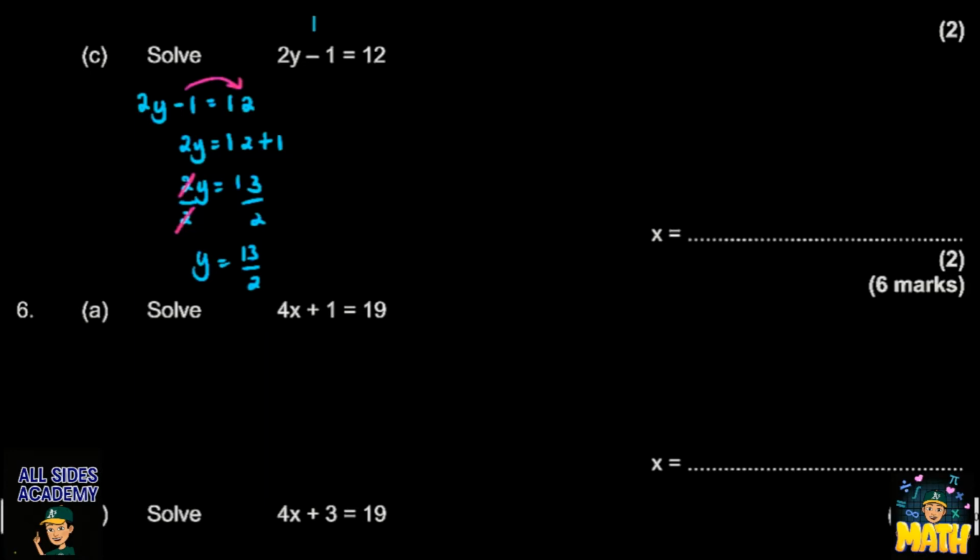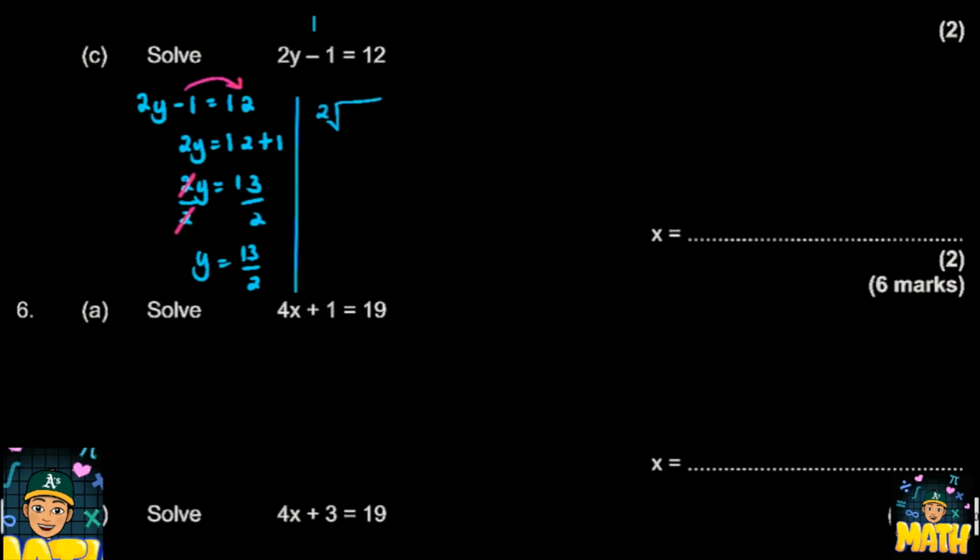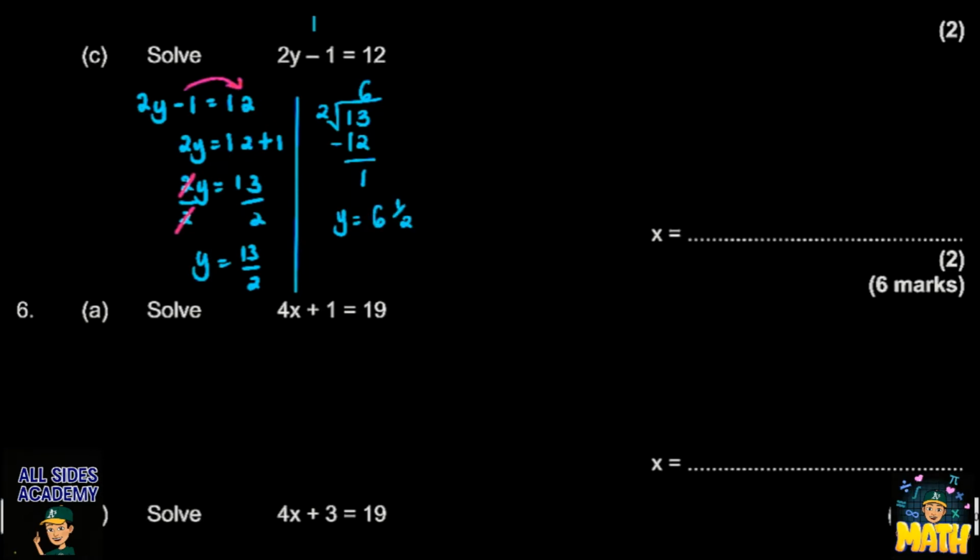So I can divide this using the long method. So make a neat line right there. So 13 inside and 2 outside. So 2 goes into 13 6 times, then you remain with 1. So 6.5 is my value for y right there.